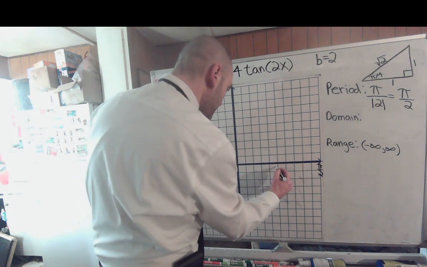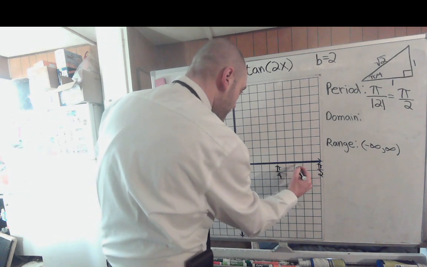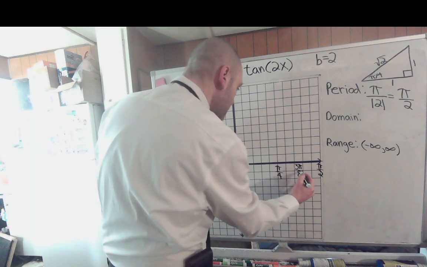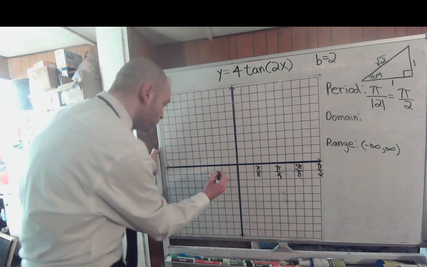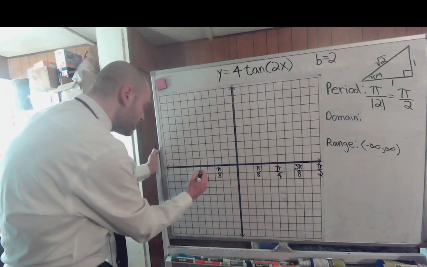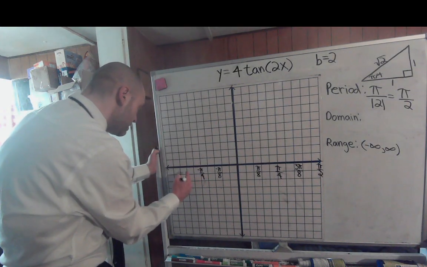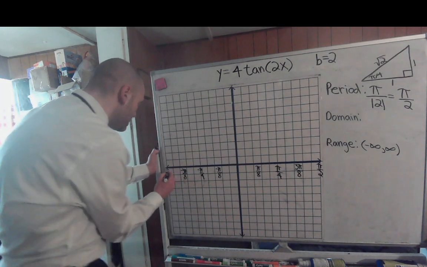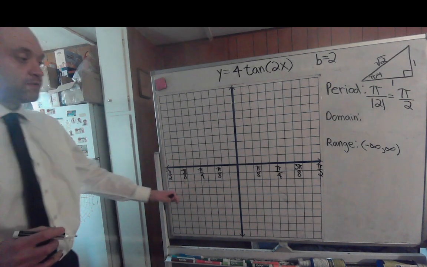Pi over 4. This would be 3 pi over 8. This would be pi over 8. All right, so we'll have negative pi over 8, negative pi over 4, negative 3 pi over 8, and then we'll have negative pi over 2. So there's 2 full periods worth.